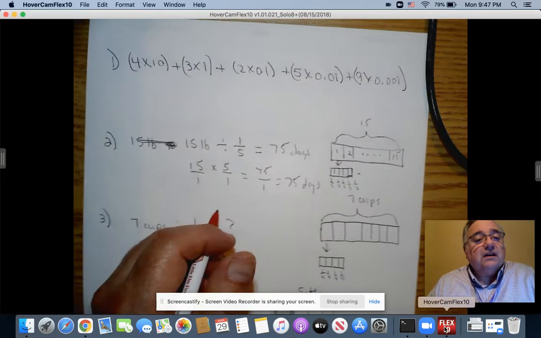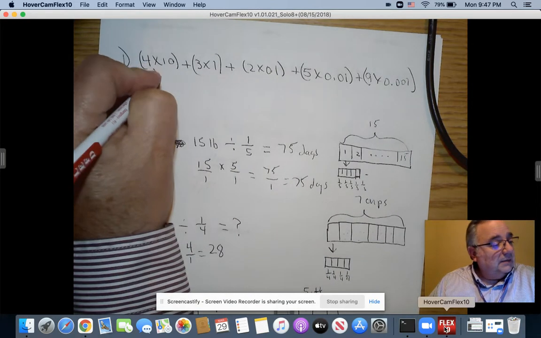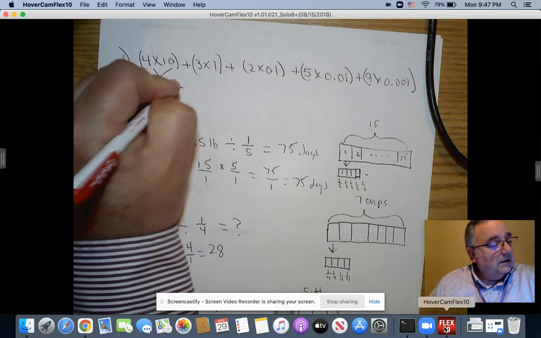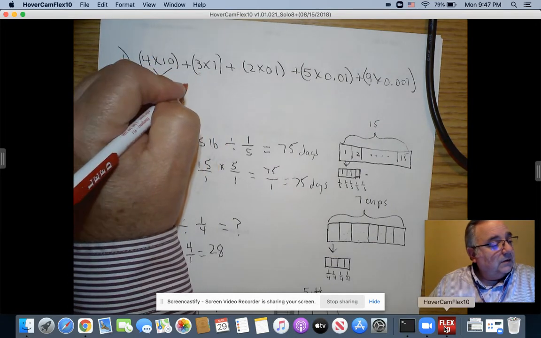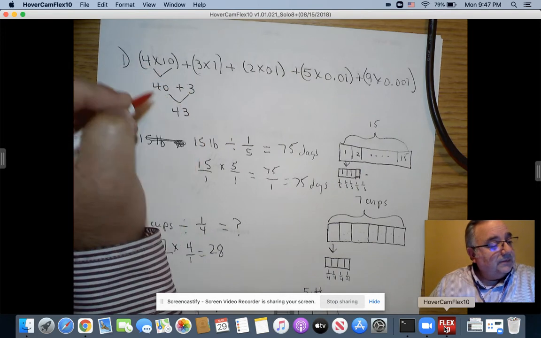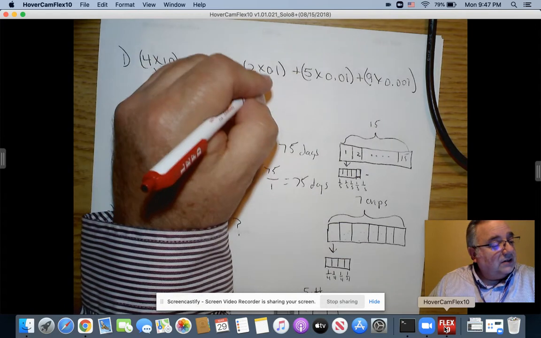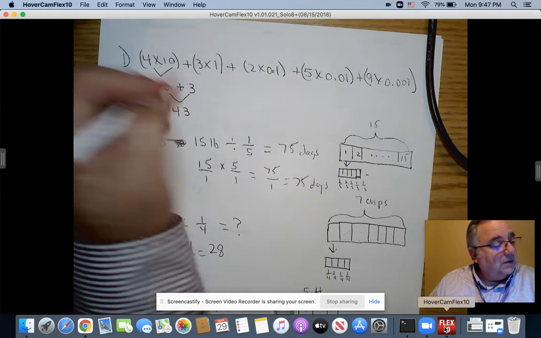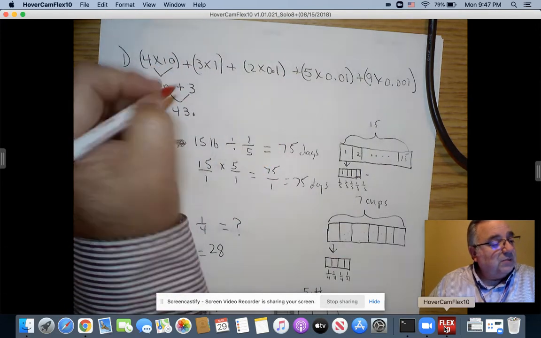You know me. So what's 4 times 10? 40. Plus 3 times 1, that's 3. That gives me 43. The reason I'm doing that right now is because I know that right here, I'm starting with a decimal. So I'm putting a decimal point.